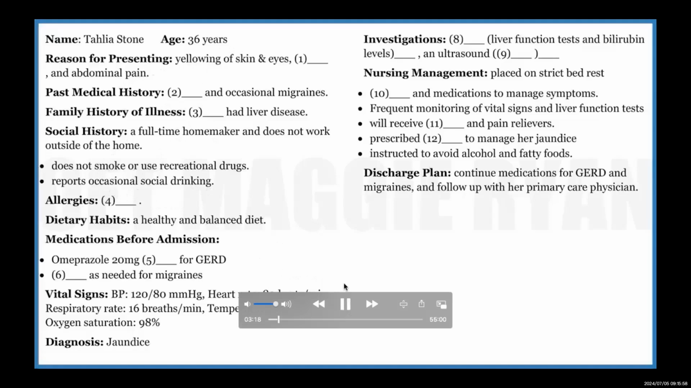I'm a full-time homemaker and don't work outside of the home. I don't smoke or use recreational drugs, and I only drink socially. Thank you. Can you tell me about any allergies you have or any dietary habits you follow? I'm allergic to penicillin, and I follow a healthy and balanced diet. Thank you. And what medications, if any, are you currently taking before admission to the hospital? I take omeprazole 20 mg once daily for GERD and sumatriptan 50 mg as needed for migraines.